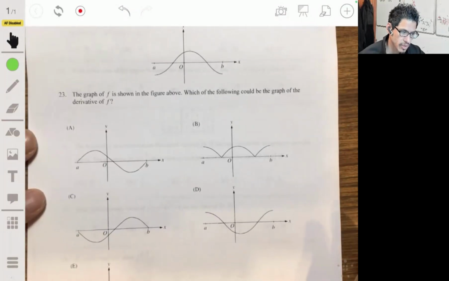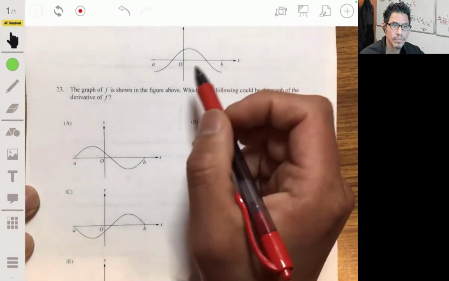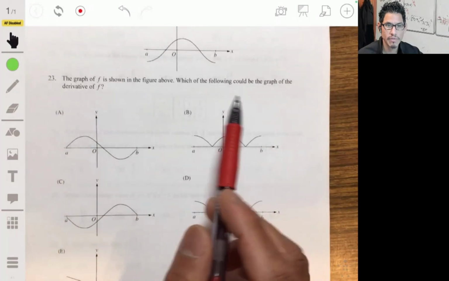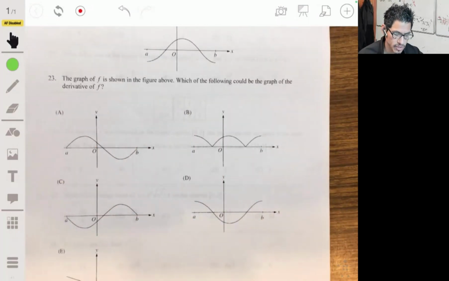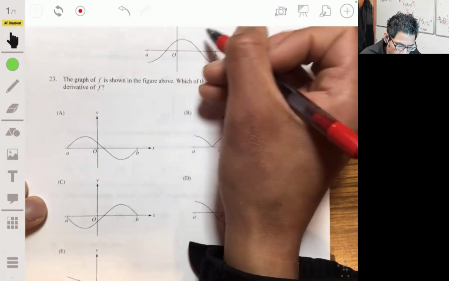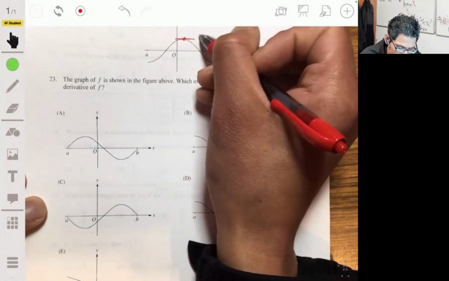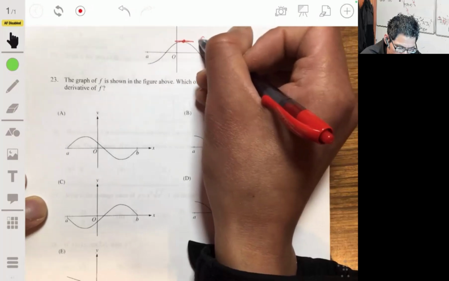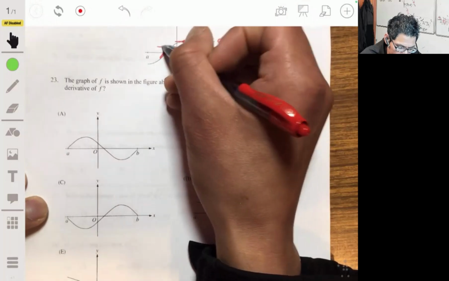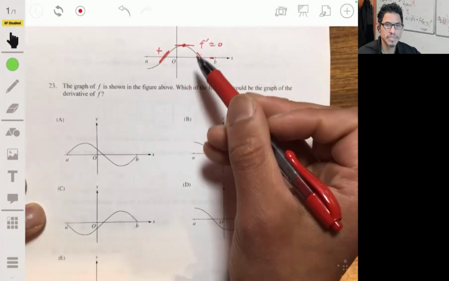All right, 23, we have the graph of f shown here. Which of the following could be the graph of the derivative of f? Looking at the derivative, we want to see the sign mainly. So it looks like it's going to be 0 around this point, and then positive on this interval, and then negative afterwards. So we want to look at the graph that best matches this.